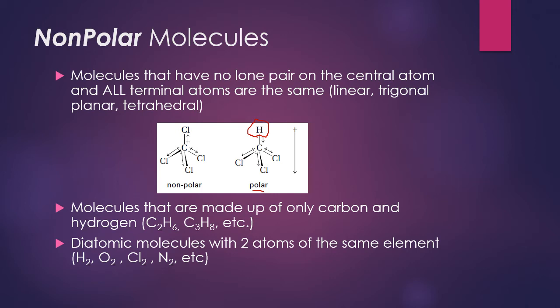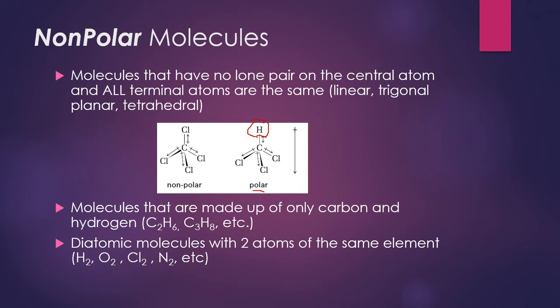And in that case, it's going to be really hard to try to draw the shape, figure out all the vectors. So this one's very useful. Saves you a lot of time. Last but not least, diatomic molecules with two atoms of the same element. So if you have a hydrogen and hydrogen attached to each other, their electronegativities cancel each other out, so it's going to be nonpolar. Same goes with any of the other diatomics.